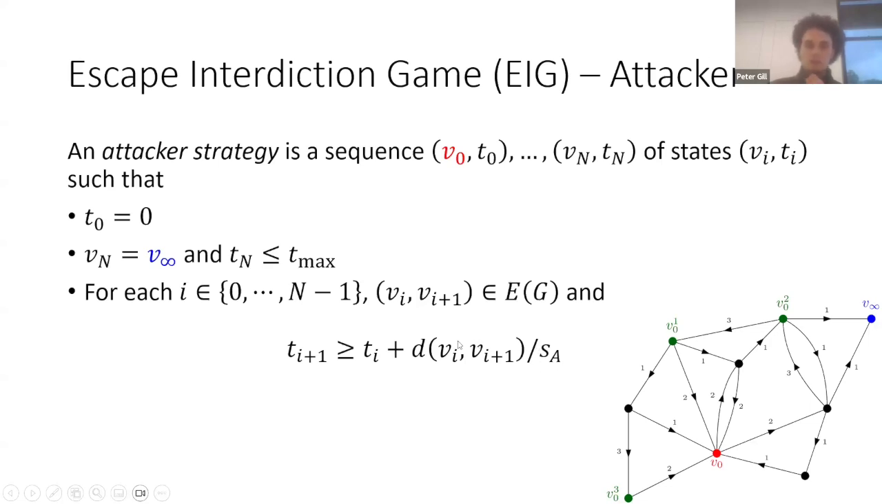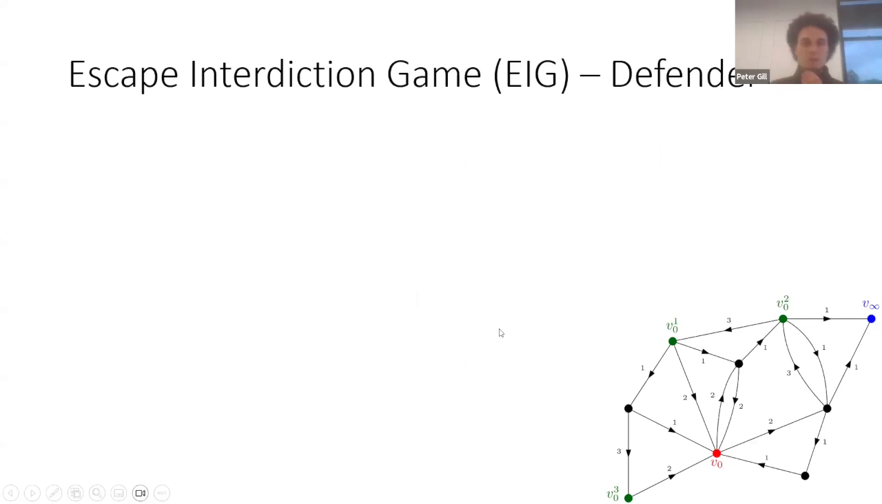So you can think of the right-hand side as what's the quickest time I can get to my next node, v_{i+1}, if I'm coming from v_i. And notice here, I'm allowing an inequality. So I'm allowing the attacker to actually slow down as much as they want along an edge, but they cannot travel faster than their maximum speed given by that s_A number. So a priori, this is an infinite strategy space. There's infinitely many possible strategies, which is probably not as nice to deal with as a finite strategy space, which you may have seen in other games.